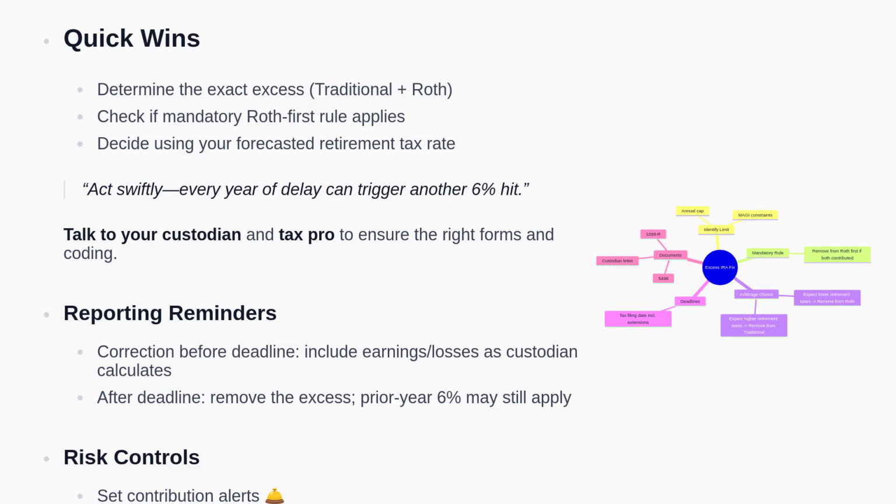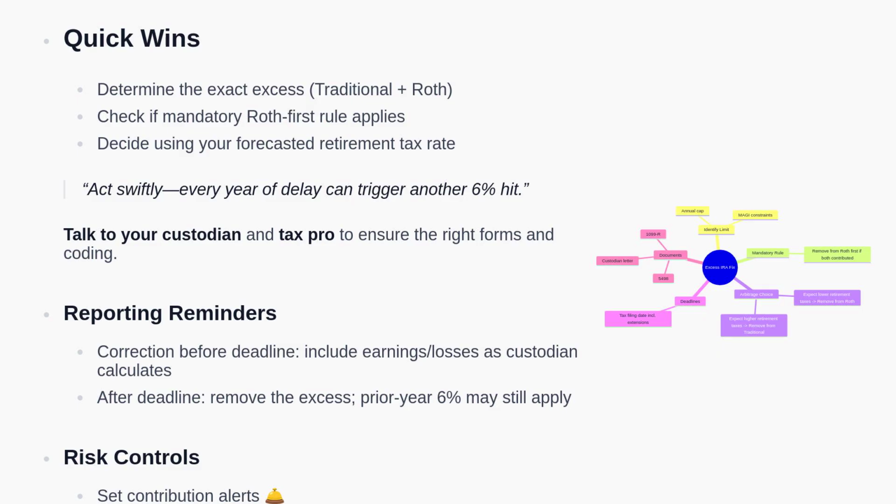First, calculate the exact excess across traditional and Roth contributions. Next, determine whether a mandatory Roth first removal rule applies to your situation. Then, choose which account to remove from based on your forecasted retirement tax rate. Act swiftly to avoid additional years of the 6% excise tax. Coordinate with your custodian and a tax professional to ensure proper forms and coding.